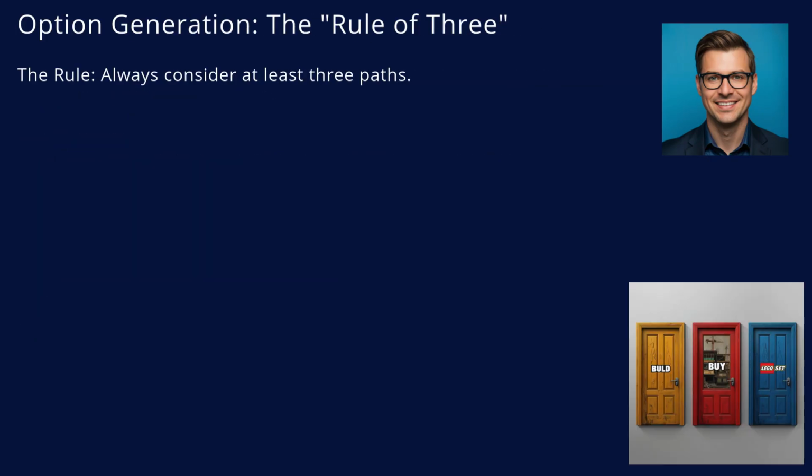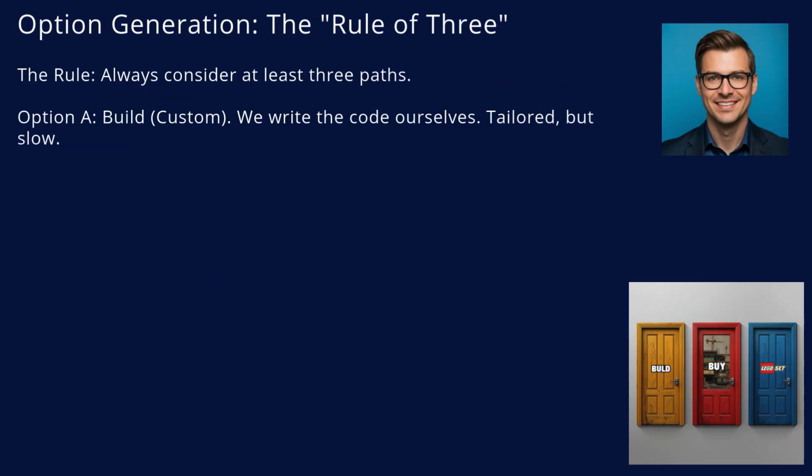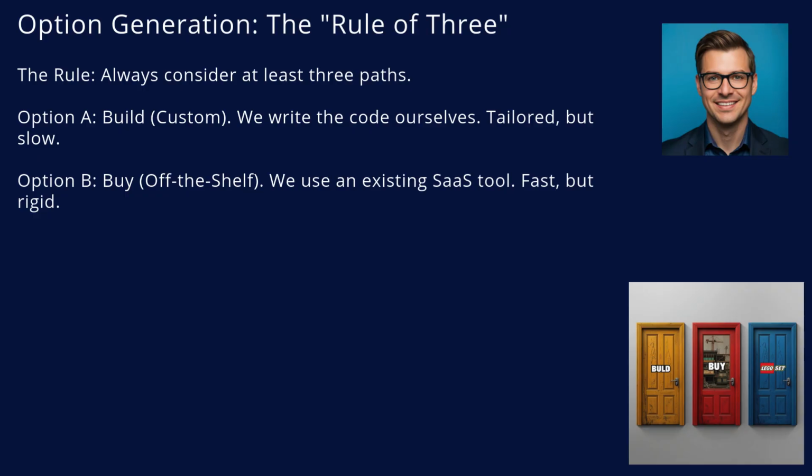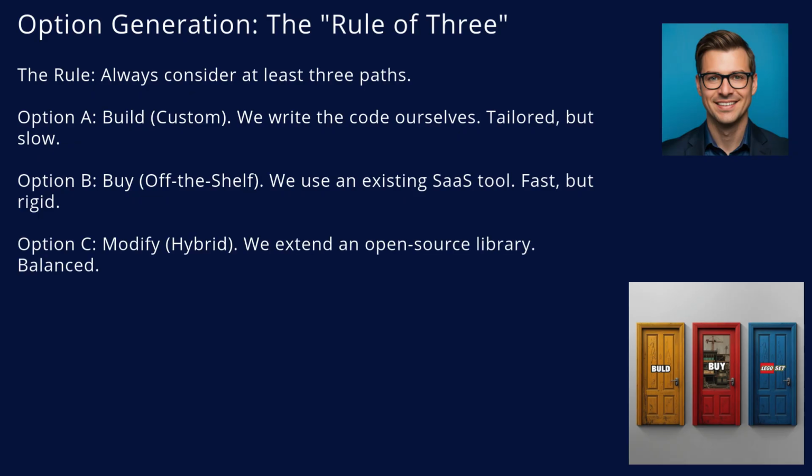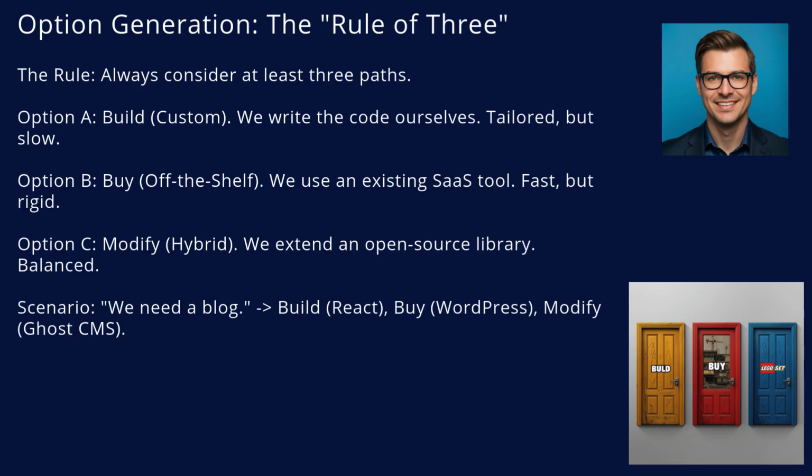How do we generate options? I use the rule of 3. Option A is build. We write custom code. This gives us exactly what we want, but it takes time and maintenance. Option B is buy. We pay for a tool like Salesforce or WordPress. It's instant, but we are stuck with their features. Option C is modify. We take an open source library and tweak it. A middle ground. For example, if the problem is we need a blog, your recommendation could analyze building a React app (build), installing WordPress (buy), or using Ghost CMS (modify). S17 is about showing you considered all 3.